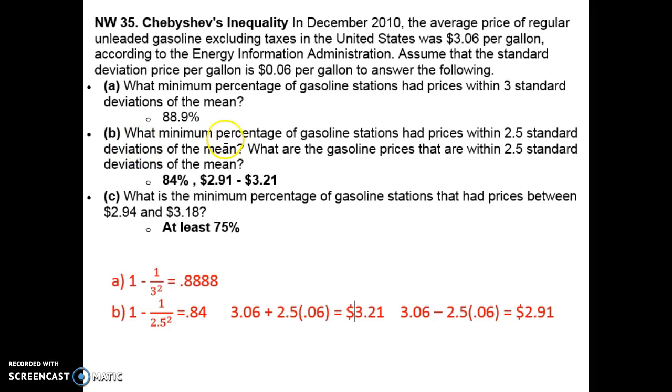For B, looking at the minimum percentage, what minimum percentage of gas stations were within 2.5 standard deviations? Plug a 2.5 in, and so you get that a minimum of 84% had to be within 2.5 standard deviations of the mean. Either 2.5 above or 2.5 below, they're within that range. So what is 2.5 above or 2.5 below? Well, calculate the mean, it's given to us, and then 2.5 of the standard deviation. So that, if you work that out, you get up to $3.21, and then 2.5 standard deviations below gives you $2.91. So 84% of gas stations are in that price range. A minimum of 84. It could be a lot more, but from Chebyshev's inequality, we just know it's at least 84% in that price range.